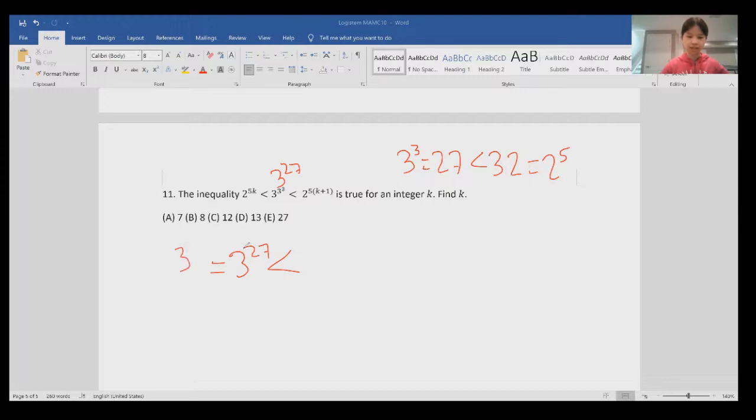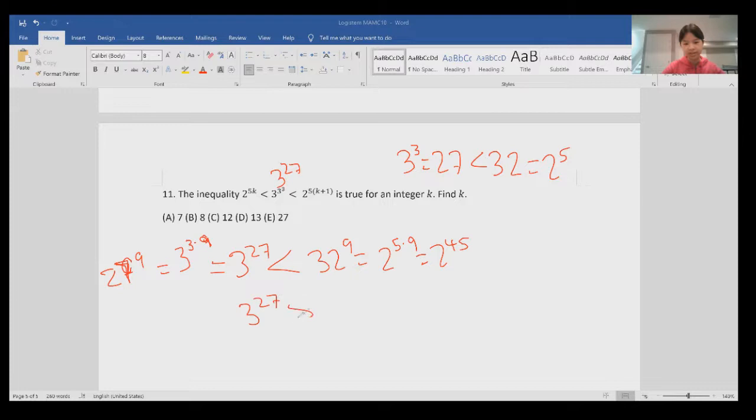Therefore, we can write this as 3 to the power of 3 times 9, or 27 to the power of 9. This is less than 32 to the power of 9, which is equal to 2 to the power of 5 times 9, which is the power of 45.